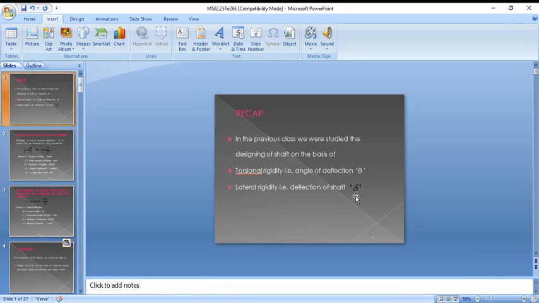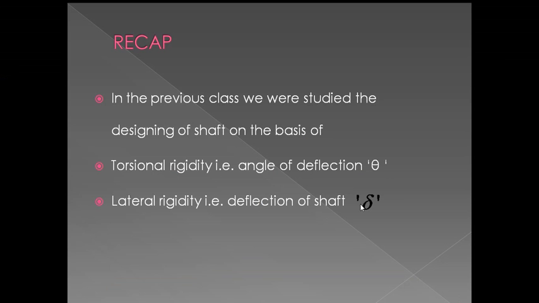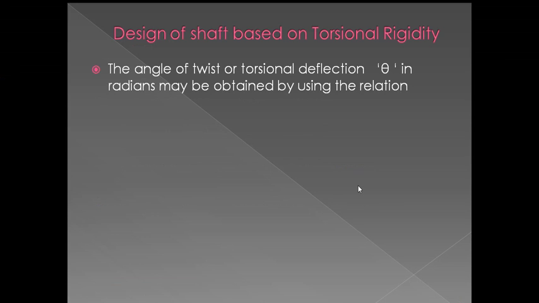So in the previous class we discussed the design of shaft on the basis of torsional rigidity, that is angle of deflection, and lateral rigidity, that is deflection of shaft. Design of shaft based on torsional rigidity: the angle of twist or torsional deflection theta in radians may be obtained by using the relation T by J equal to G theta by L.